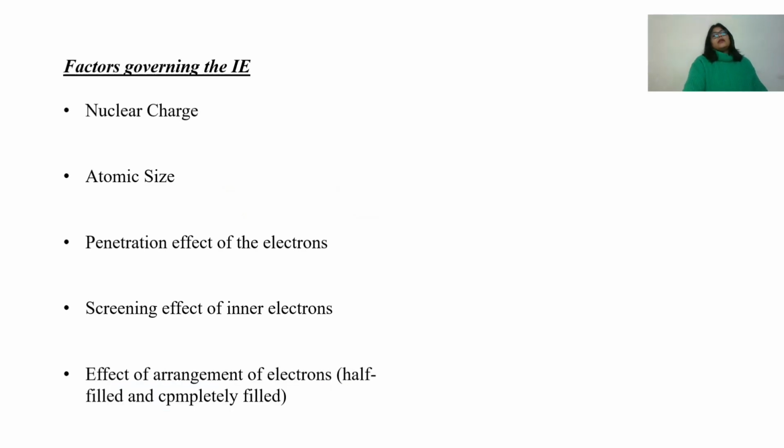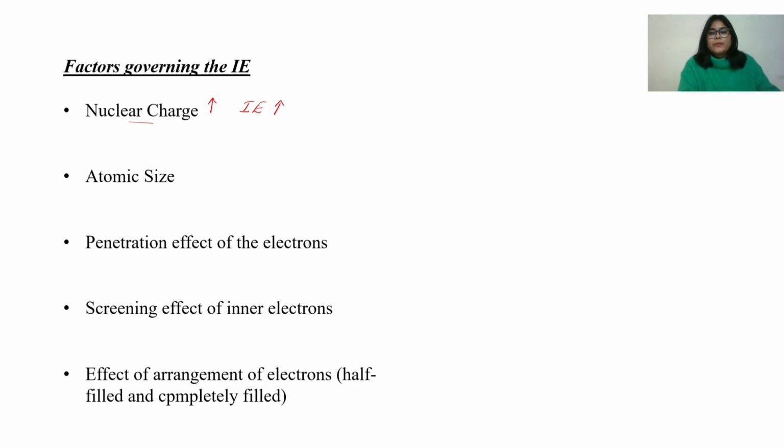Now, let's discuss the factors which govern the ionization enthalpy. We will start with the first factor, that is nuclear charge. How is this related to ionization enthalpy? As nuclear charge increases, its influence or attraction over the valence electron will increase. The more it is attracted to the nucleus, the more energy would be required to remove that valence electron. So that means the ionization enthalpy will also increase. As nuclear charge increases, ionization enthalpy will also increase.